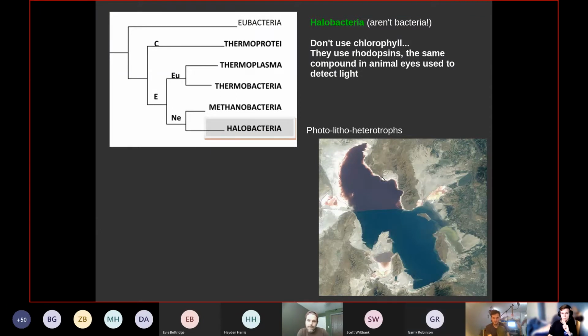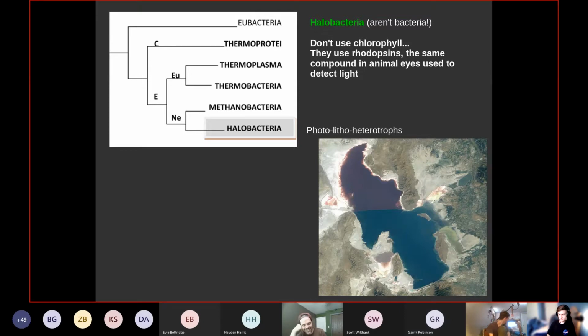Is the way they absorb sunlight more or less efficient than chlorophyll? I don't have an answer for that. I don't know. I can tell you that it's efficient enough for them to get by.